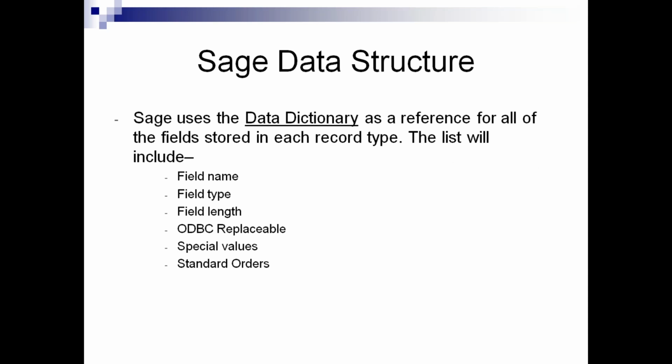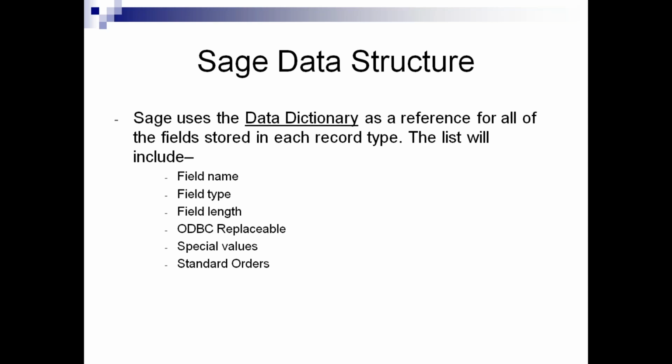Now, we have a concept here in Sage called the data dictionary. The data dictionary is your reference for everything that's going to be stored in each of those record types. One of the things I would recommend is that when you initially start designing your reports, you go into the software.